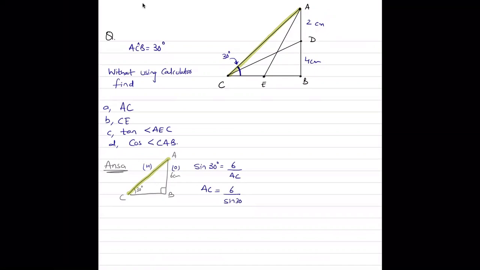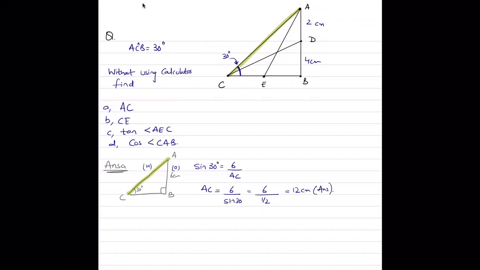Now the question says without using the calculator, so it's going to give me special angles that were 30, 45 and 60. Sine 30, if you remember, was coming out to be 1 upon 2. So 6 divided by 1 upon 2 is 12. Yes. So that's your answer.